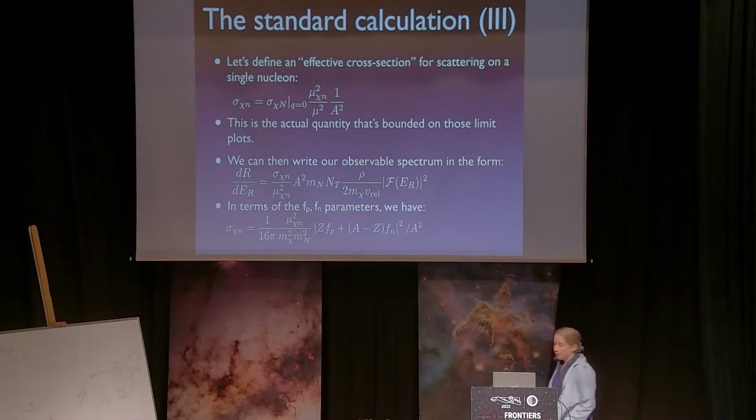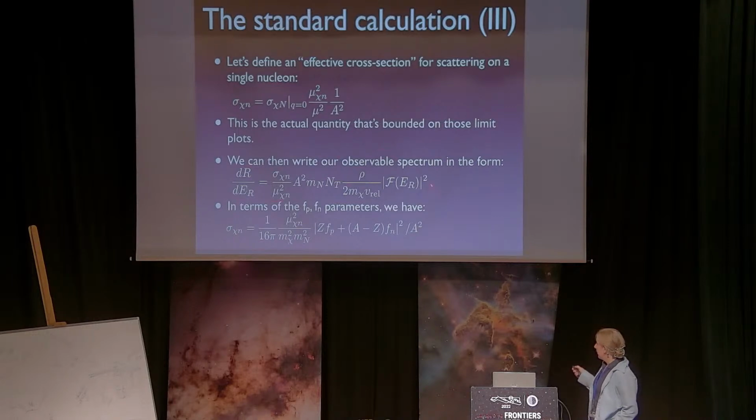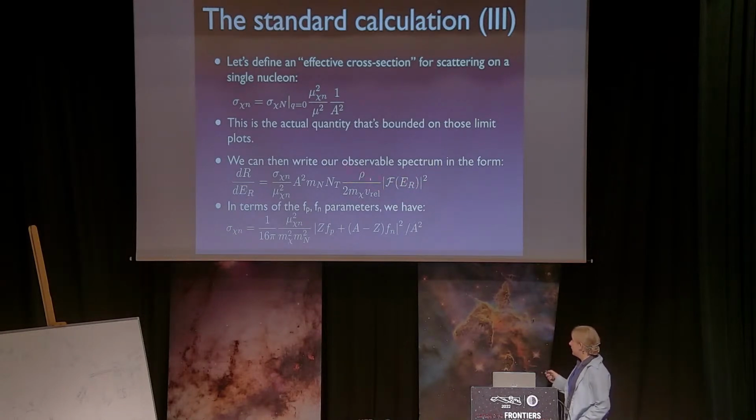So in terms of that cross-section, we can write the observable spectrum that we see in this form. It depends on the form factor as a function of recoil energy. It depends on the density of the dark matter, the velocity of the dark matter. It depends on the mass of the nucleus that we're running into, so the mass of the target and the number of particles in the target.